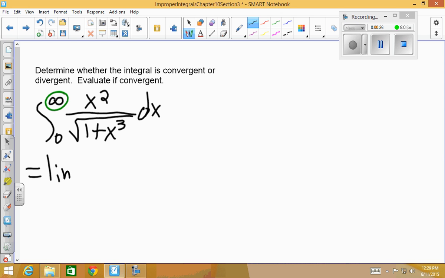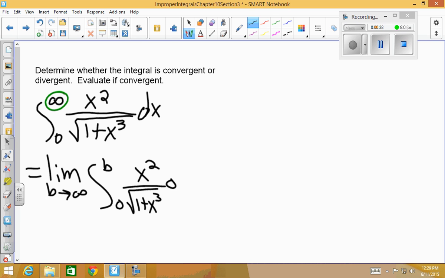So this is the limit as b goes to infinity of the integral from 0 to b of x squared over the square root of 1 plus x cubed dx. Now, the integral that remains is a definite integral that the fundamental theorem of calculus applies to. So let's take it over here on the side and evaluate it.